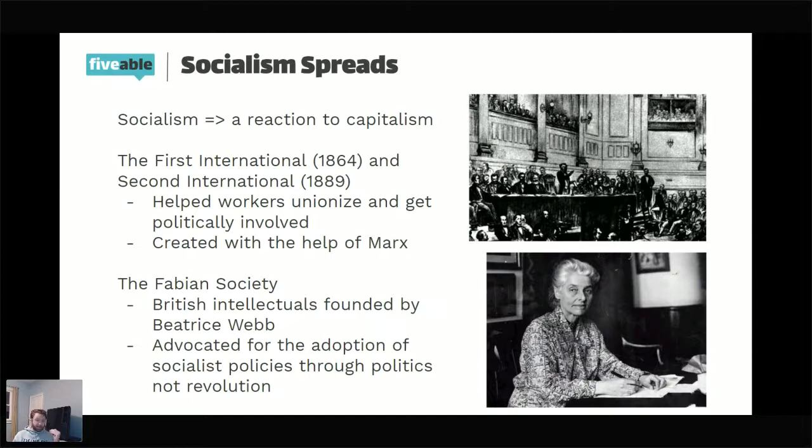The Fabian Society is another example of this. A British intellectual, Beatrice Webb, is part of this movement of what we're going to call social democrats, socialist democrats, who argue that it is more effective to adopt socialist policies through existing systems and not revolution. So through politics, not through revolution. So she is definitely on a different spectrum than Karl Marx, who is all for revolution, as well as other socialists. But she is what we would call a social democrat. She's not the only one. And that's really how socialism is going to spread: through existing political systems.